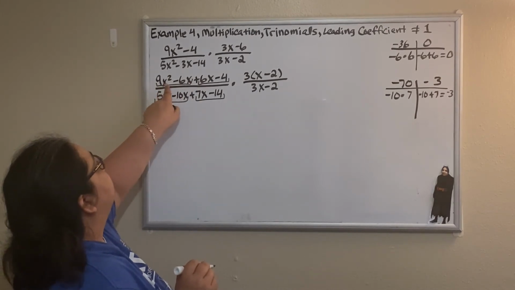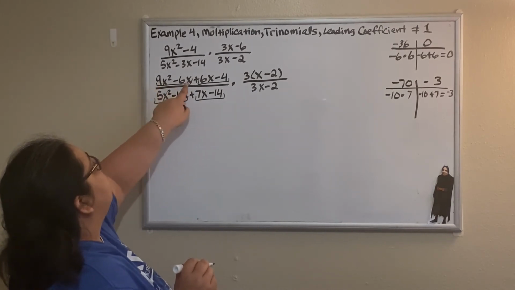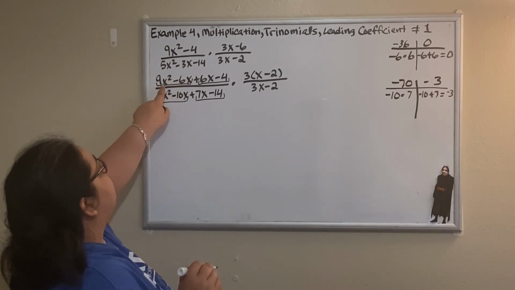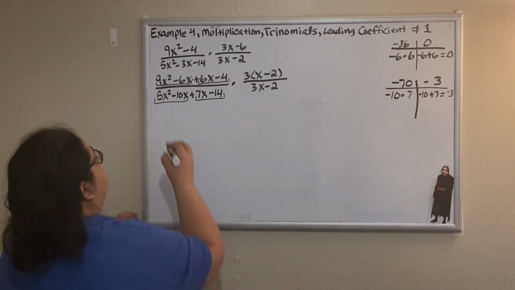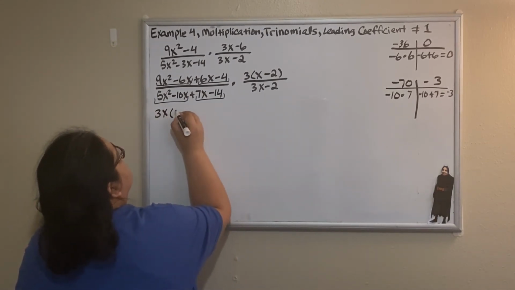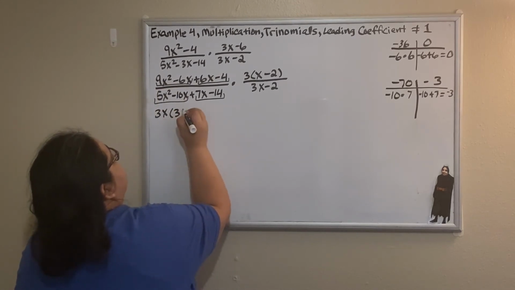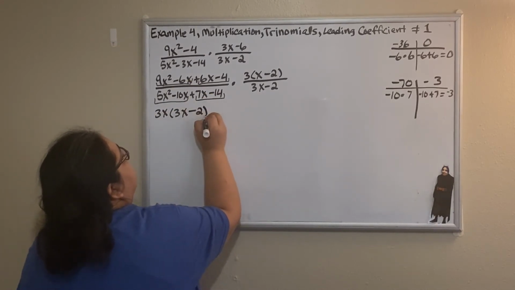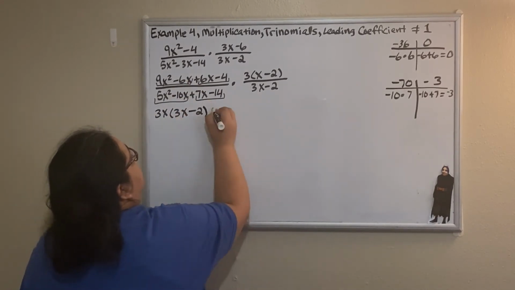So in the first group, I can factor a 3 and an x because 9 and negative 6 are both divisible by 3 and they both have an x. So we're going to factor out 3x times 9 divided by 3 is 3, x squared divided by x is x, minus 6 divided by 3 is 2, and then that's the end because we took out the x.